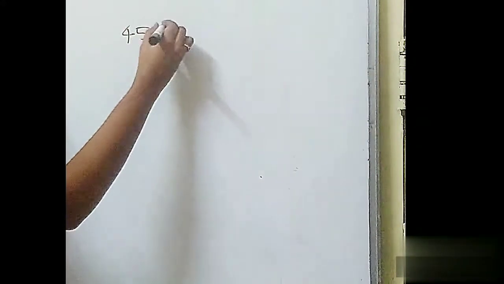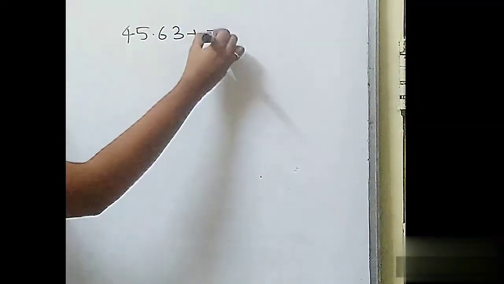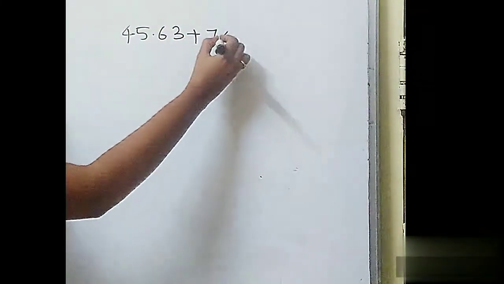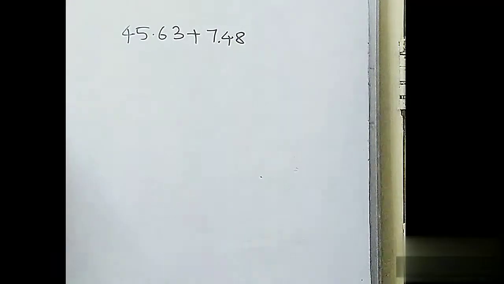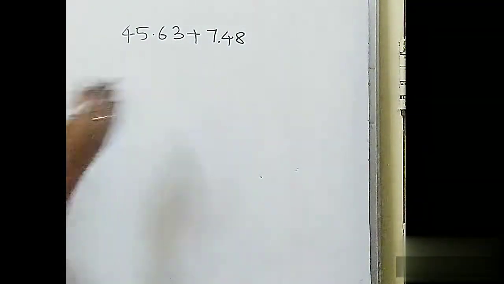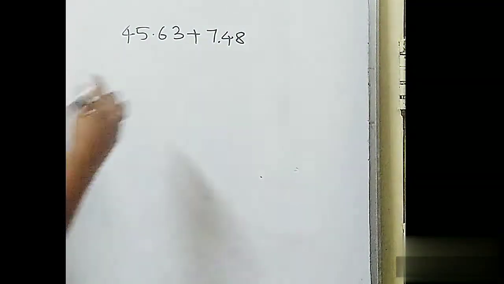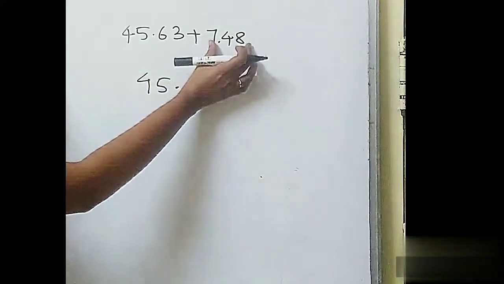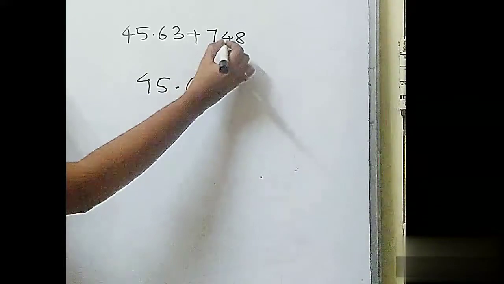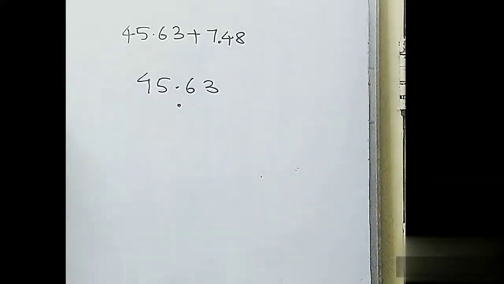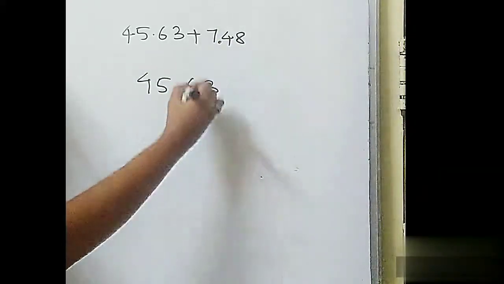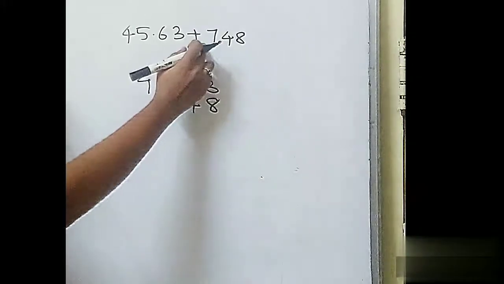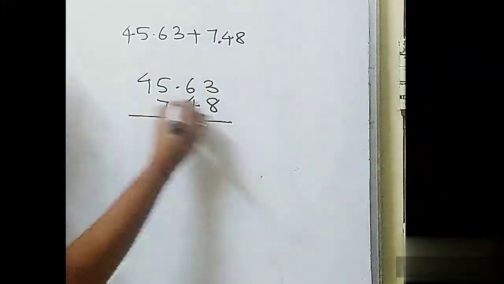Okay, when we are adding 5.63 plus 7.48. Now how will we add it? Very simple. Addition follows the same rule. Only what you have to do, 5.63, you are going to place this number as it is. First, put the point. After the point, what is the number? 4 and 8. Before the point, 7. This is the way you have to do.